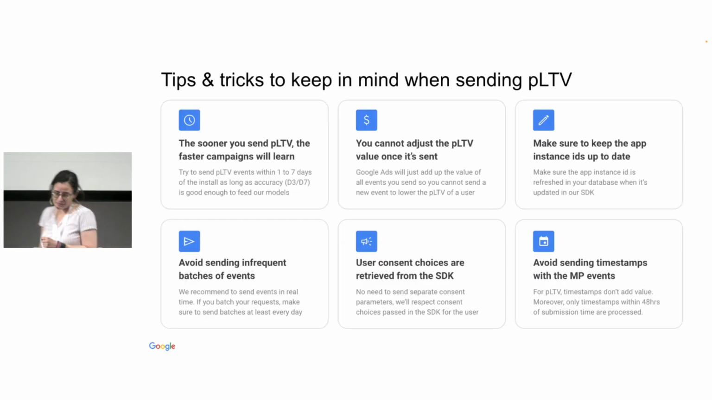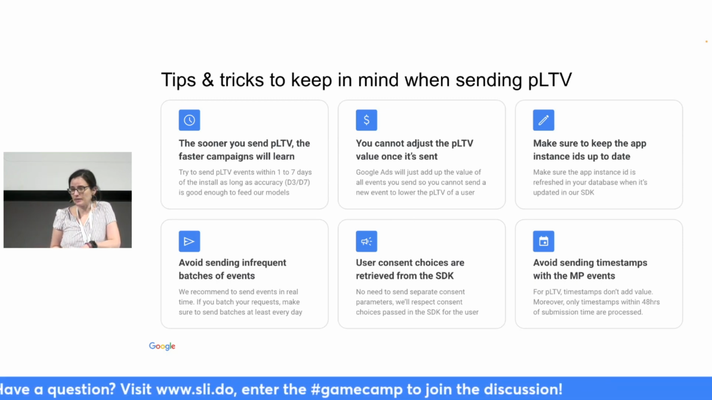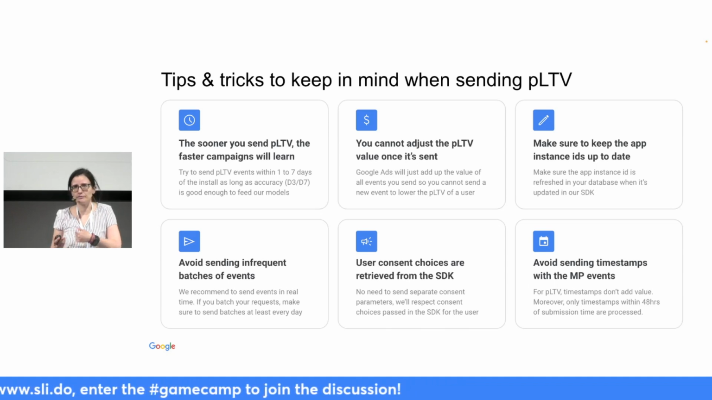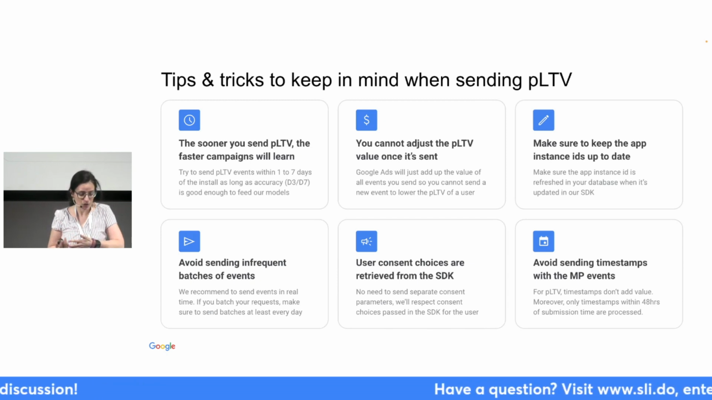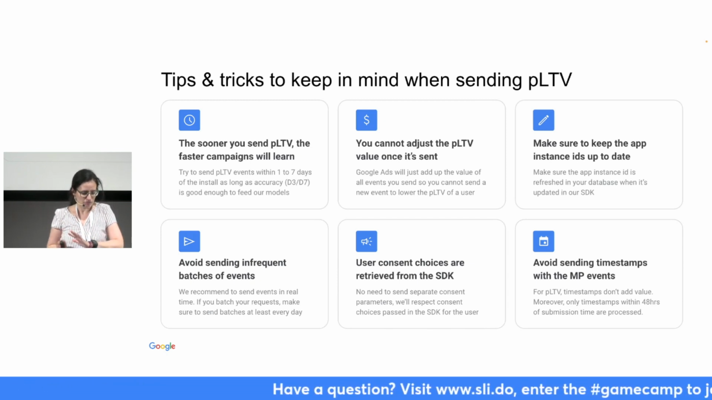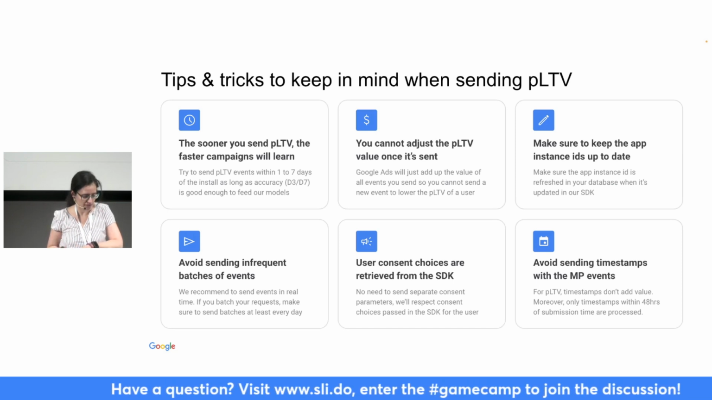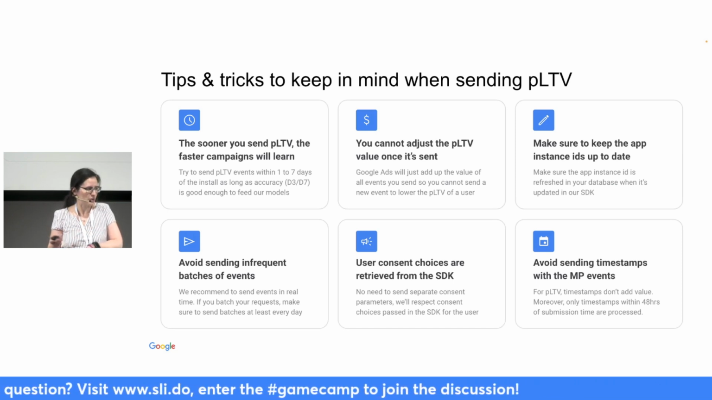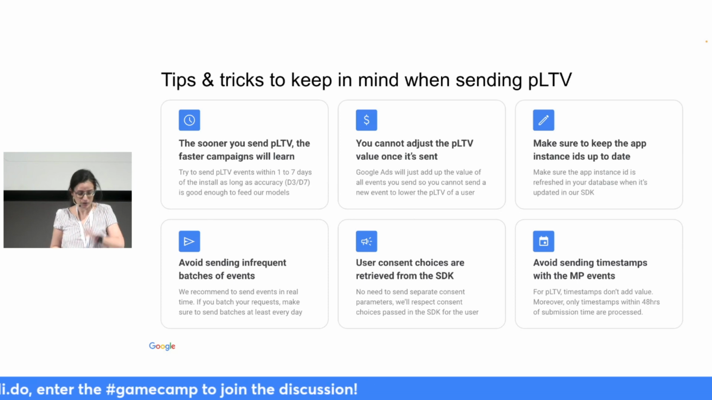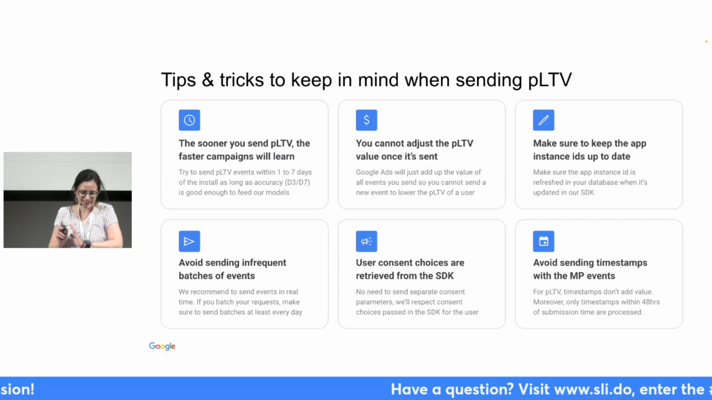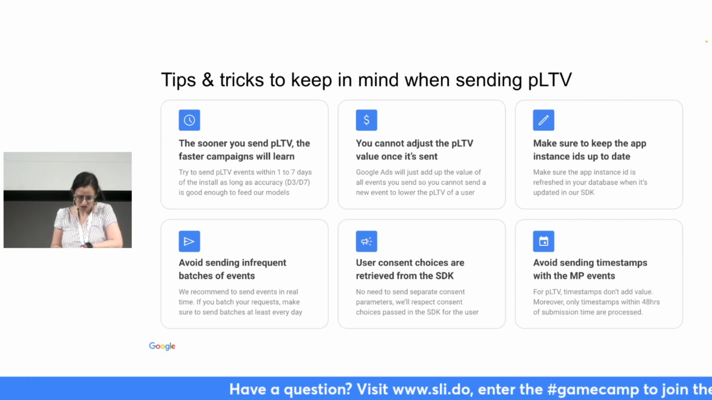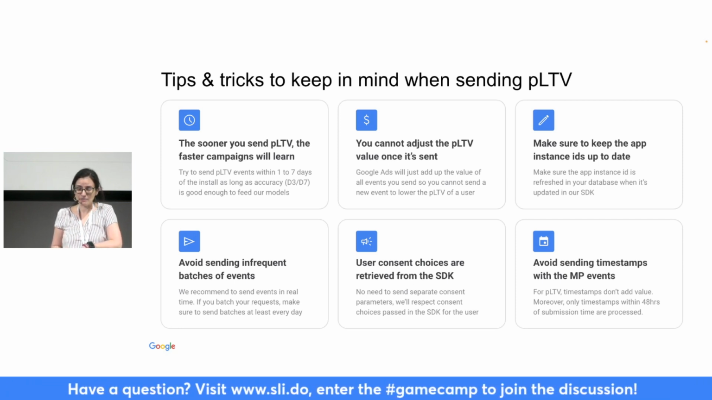So here are some tips and tricks when sending pLTV. As with any app campaign, or probably any campaign, the sooner you send pLTV, the better. Of course, you need to find a balance between that and being able to predict the data more or less correctly. So like day 3, day 7, that's still fine. But even up to day 14, when our product team mentioned they're confident with 14, then feel free to use day 14. Okay, pretty important and not common knowledge: you cannot adjust the pLTV value on apps once you send it.